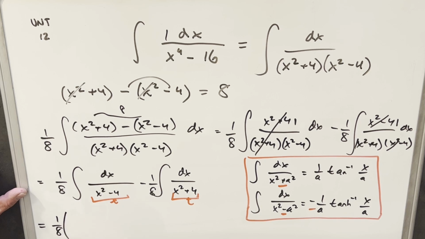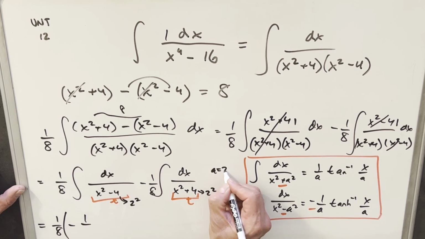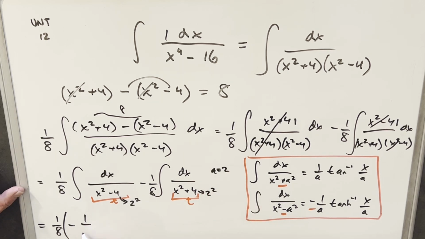So we'll go ahead and use this formula. I'm actually just going to bring a 1/8 out front. So then for this first one, we'll use this formula here. So we're going to have minus 1 over. Now for our a value, in both cases, we can write this as 2 squared, and we can write this as 2 squared. So in both cases, our a is going to be 2. So here in this first formula, we're going to have 1/2 tangent inverse x over 2. For the second one, I'm still going to have a minus sign. I factored out the 1/8, but I'm still going to have a minus sign here. But then our a value is 2, so we're going to have 1/2 arctan x over 2, plus c.